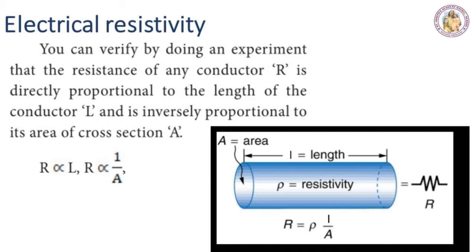In this image, imagine that there is a coil of wire. Its length is L, its area of cross section is A, its resistivity is rho, and its resistance is R. First, R is directly proportional to the length of the conductor. So R is directly proportional to length. And it's inversely proportional to the area of cross section. So R is inversely proportional to area.